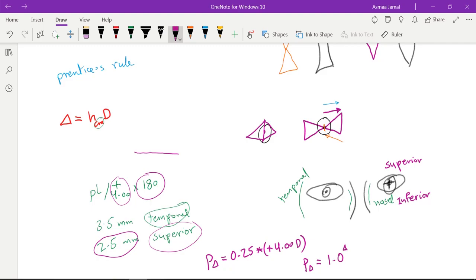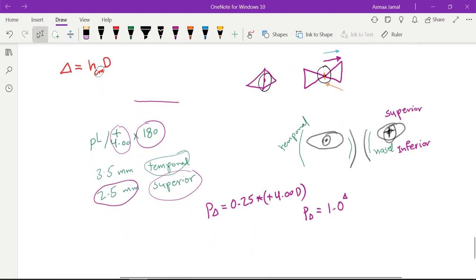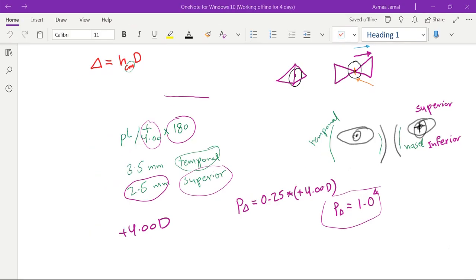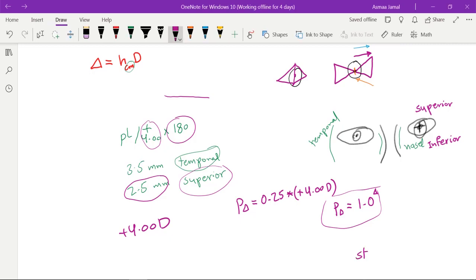1 prism. If that lens was plus 4 sphere, this means at the horizontal meridian we also will have a prismatic effect. So as you can see here, we use prism to correct strabismus.